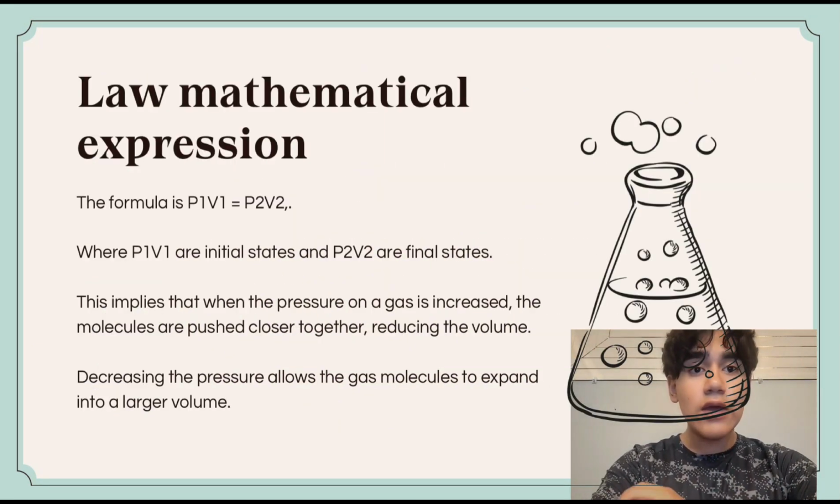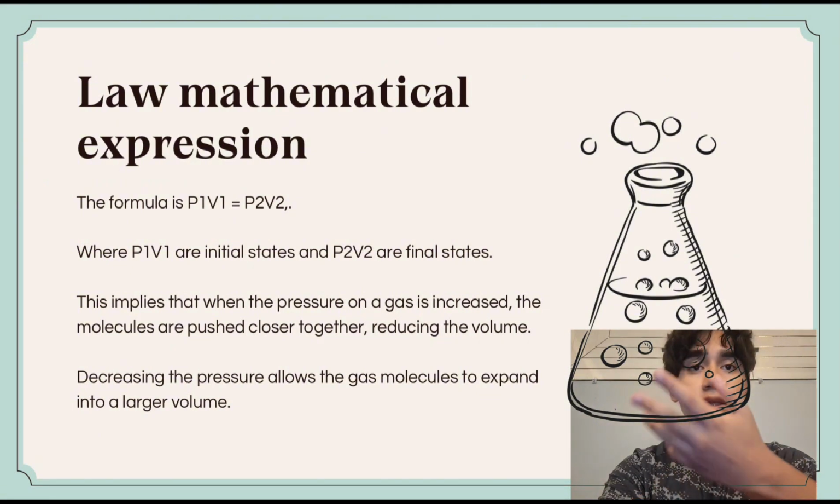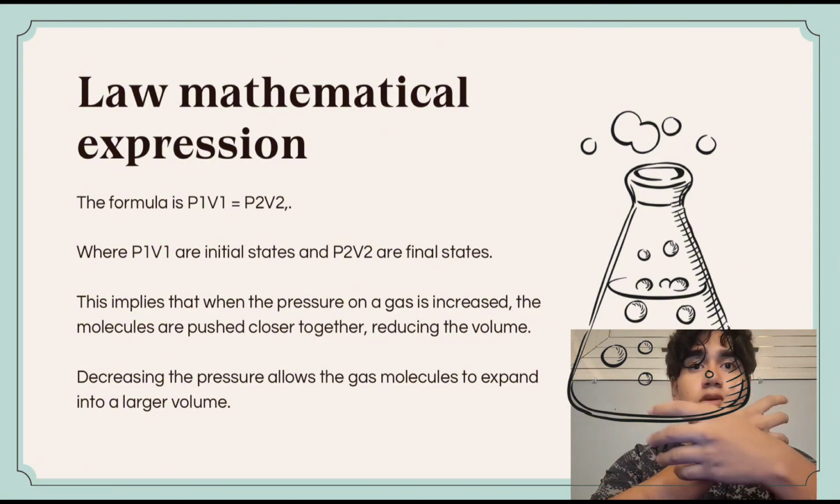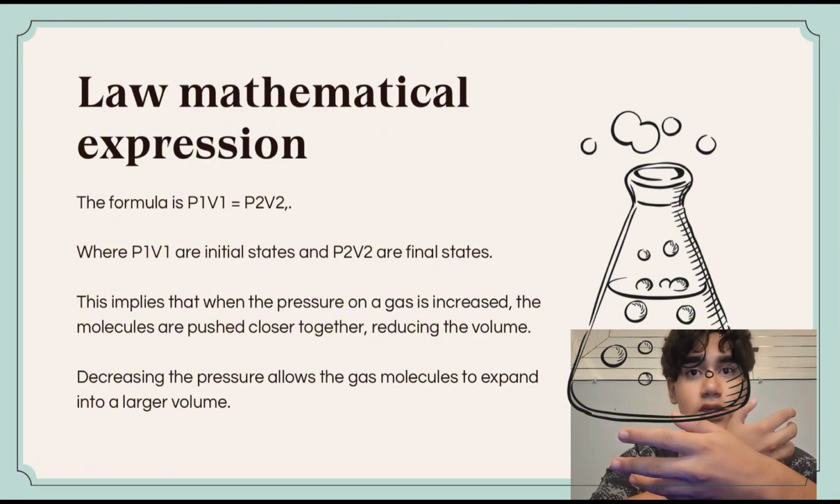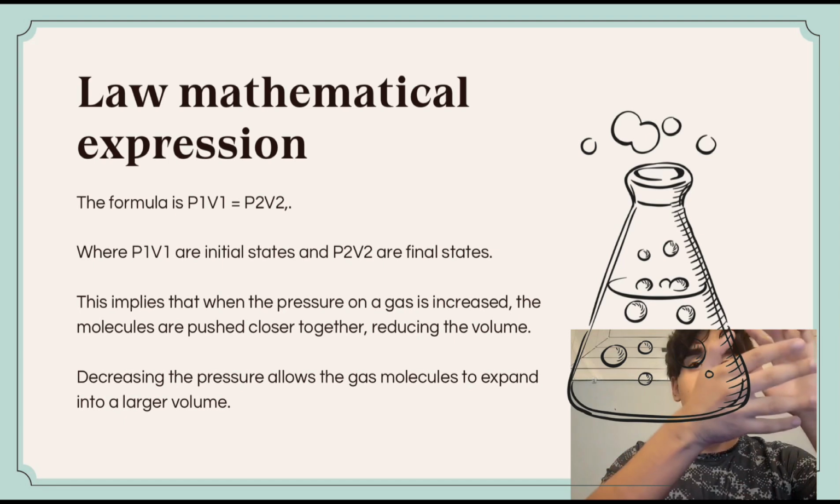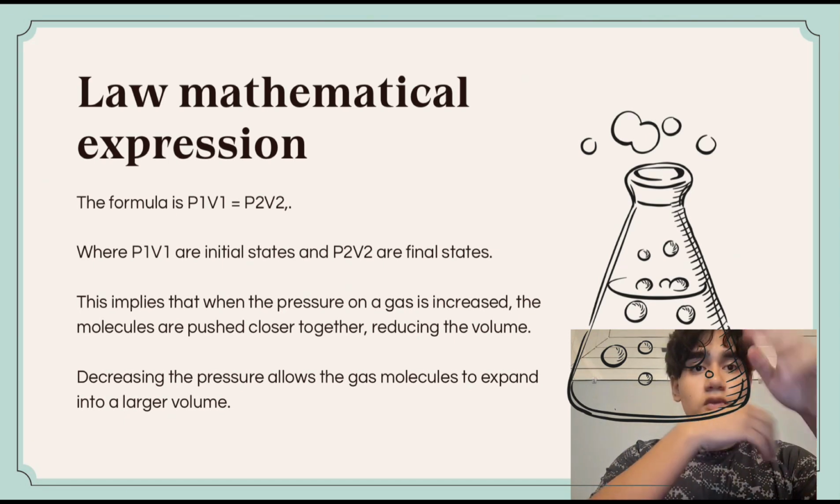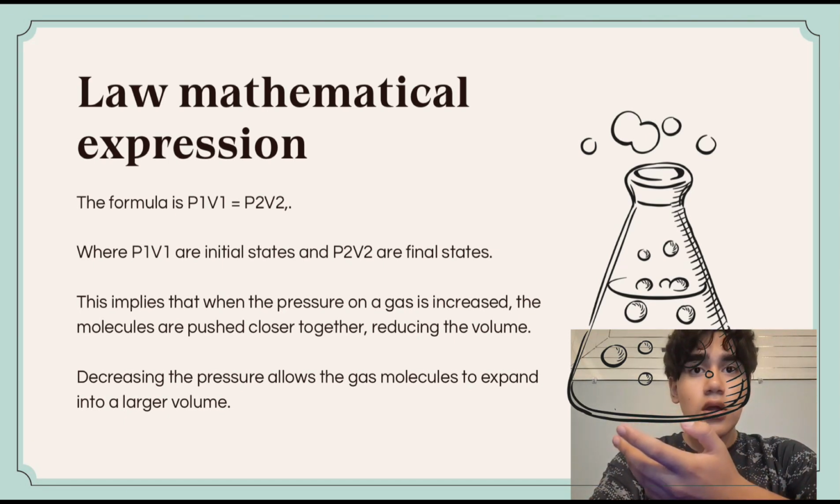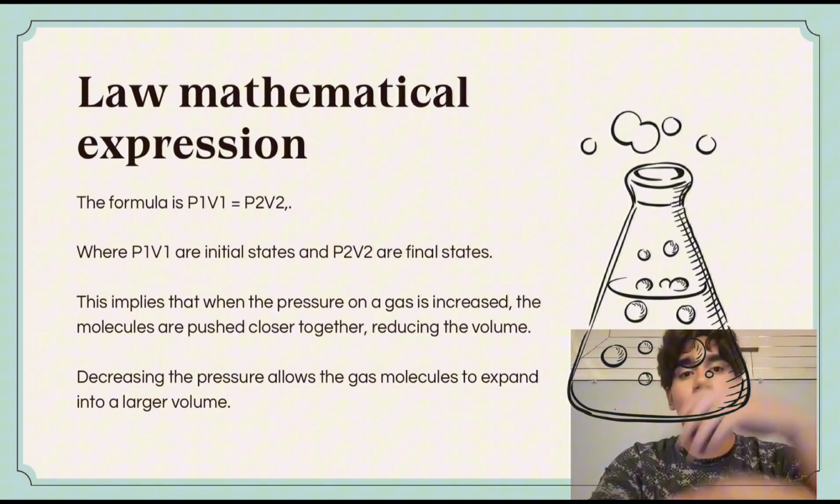So then we have the mathematical expression for Boyle's law, that is P1 V1 equal to P2 V2, where P1 V1 is like the initial state and P2 V2 is like the final state. This implies that when the pressure on the gas is increased, the molecules are pushed closer together, reducing the volume. Decreasing the pressure allows the gas molecules to expand into larger volumes.